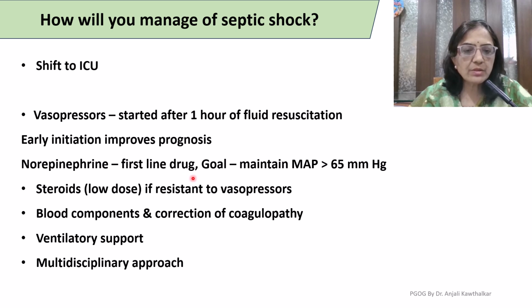Norepinephrine is the first drug of choice, and our goal of giving vasopressor is to maintain mean arterial pressure greater than 65 millimeters of mercury. That ensures that there is adequate tissue perfusion.